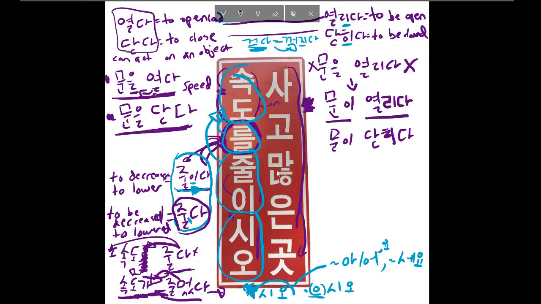Let's go to the second side of this sign. Very simply, 사고 means accident. Actually, even before I get to this, understanding fully what this side means will lead us into understanding what this side means. So: speed, decrease, and a command saying do this verb. All in all, this says decrease your speed or lower your speed. Okay, great. Now in this side, again, 사고 means accident.